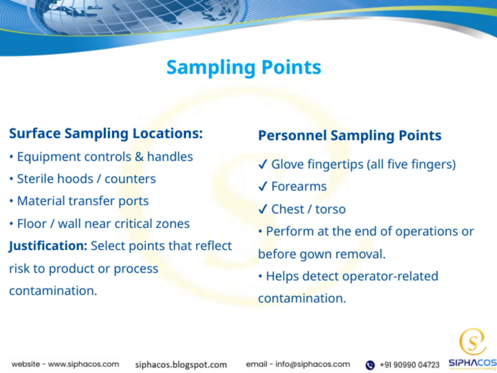Moving on to surface sampling locations, we target key areas that pose a risk to the product or process. These include equipment controls and handles, sterile hoods and counters, material transfer ports, and even the floor or walls near critical zones. The idea here is to select points that truly reflect the risk of contamination to our product or process. By focusing on these areas, we can better identify potential sources of contamination and take appropriate corrective actions. Overall, these sampling points are essential tools in our contamination control strategy, helping us ensure the integrity and safety of our products.